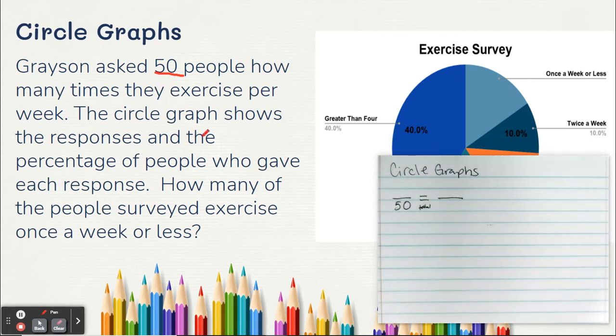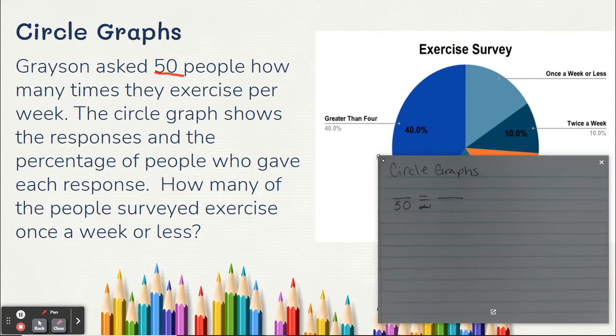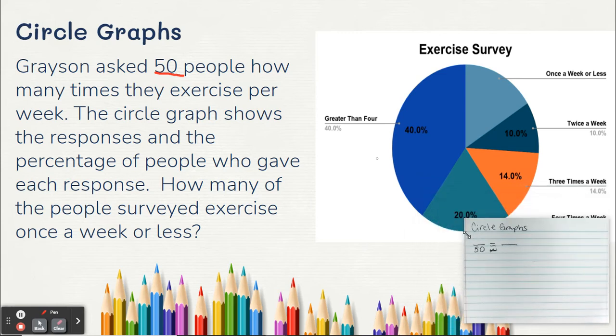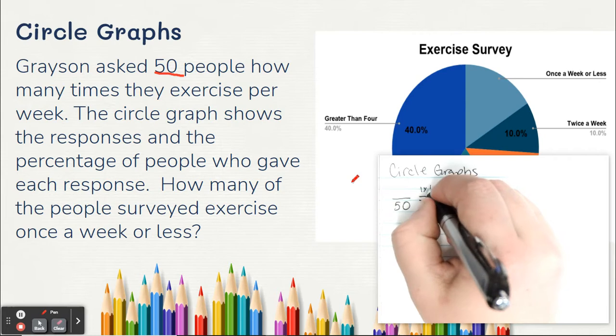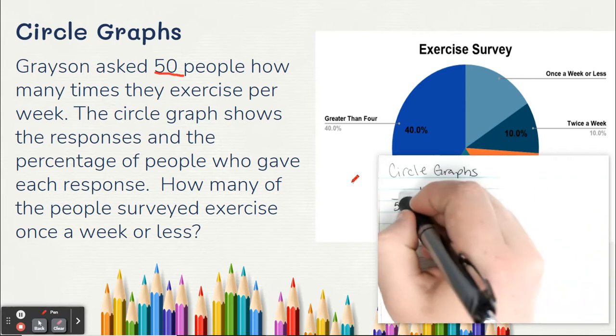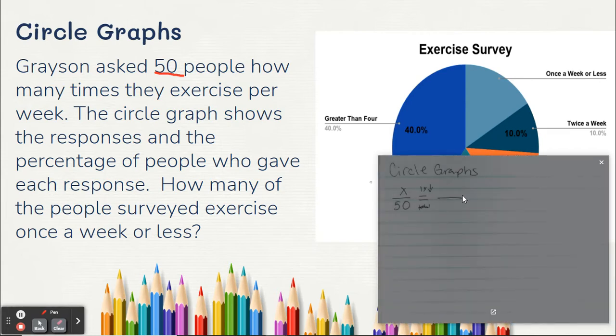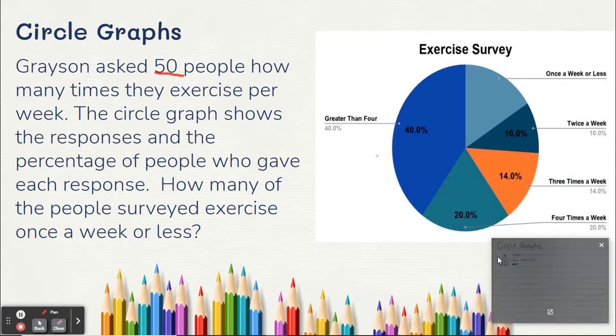The circle graph shows the responses and the percentage of people who gave each response. How many of the people surveyed exercise once a week or less? Okay. So here we need to find, and so on the top, that's going to be once a week or less. So that's what we're trying to find, how many people out of the 50. And then the other side is my percentage, right? So it's always going to be over 100.